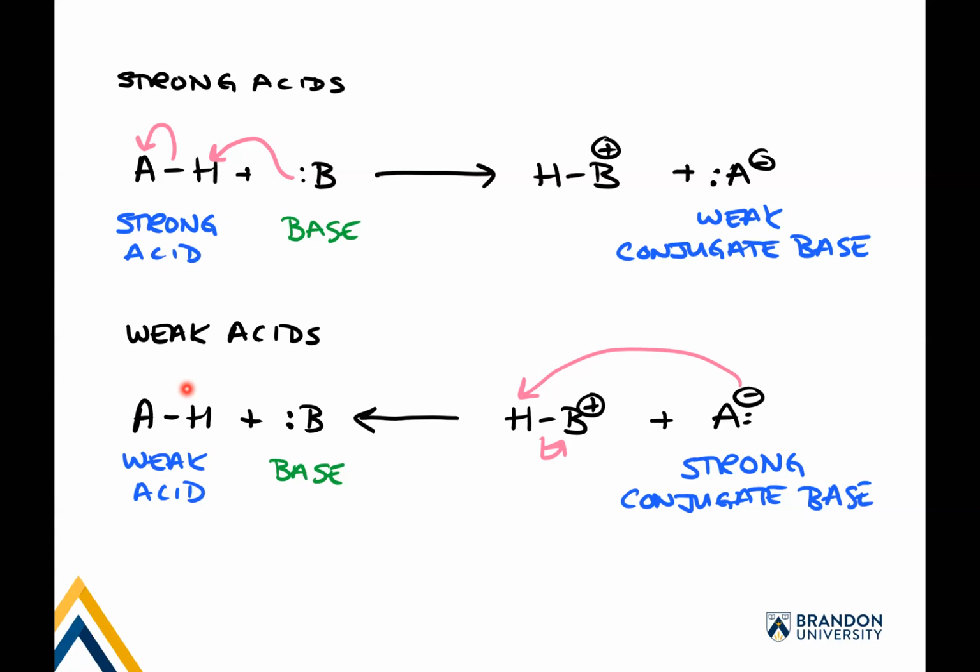So the key point is that strong acids are going to generate exceedingly weak conjugate bases, and that's why they give up the protons so easily, whereas weak acids resist losing protons because it generates a strong base. So if you want to remove this proton, you're going to have to use a base which is stronger than this base over here. That's the rule, right?